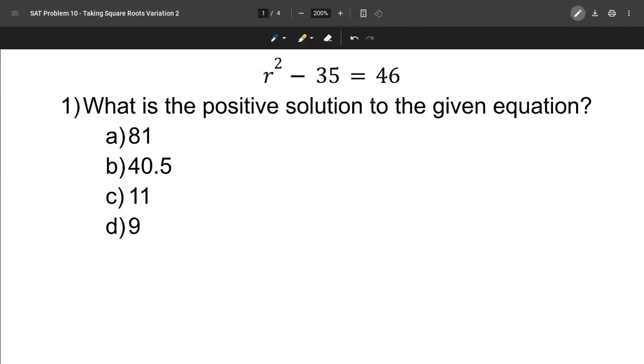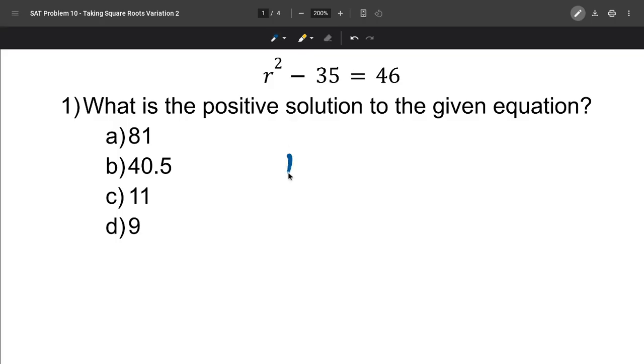In this video, we're going to be looking at another SAT style question where we're again going to be taking square roots, and we're going to have to get the variable squared on one side of the equation, the numbers on the other, take the square root of both sides and find the positive solution. So let's get started. This first one we have r squared minus 35 equals 46.